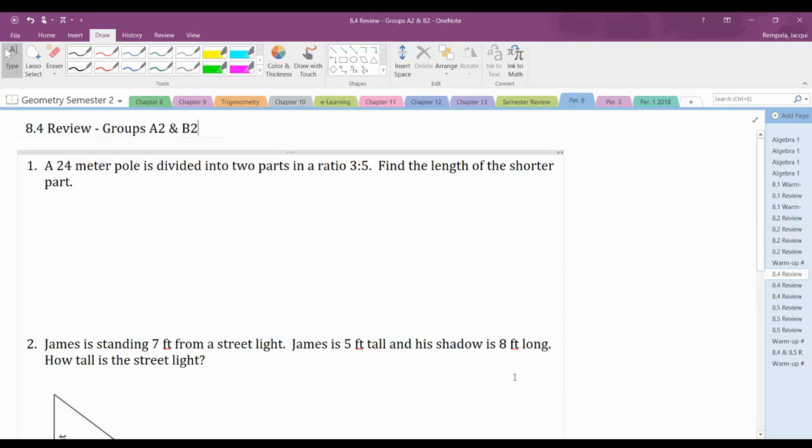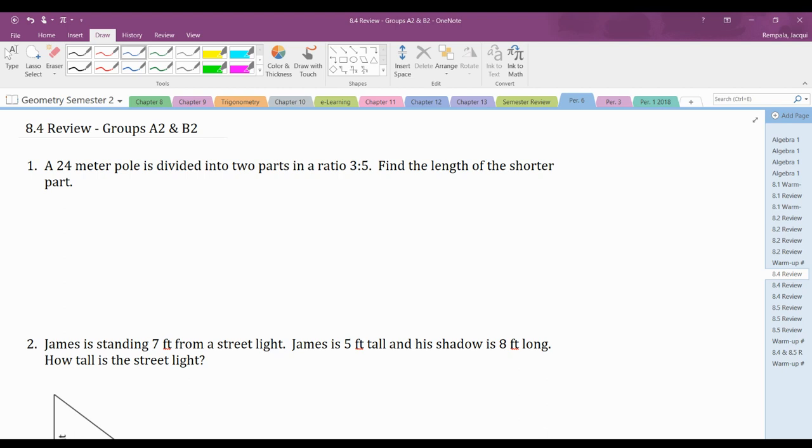Today I want to do a review over section 8.4. So in this first example, it says a 24-meter pole is divided into two parts in a ratio 3:5. We want to find the length of the shorter part.